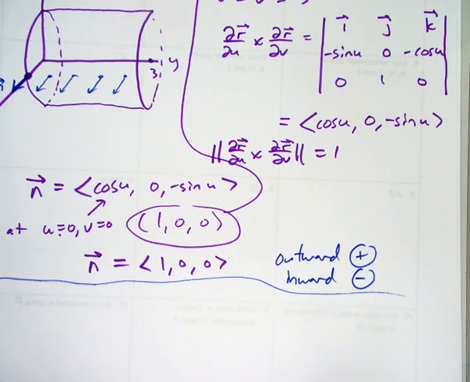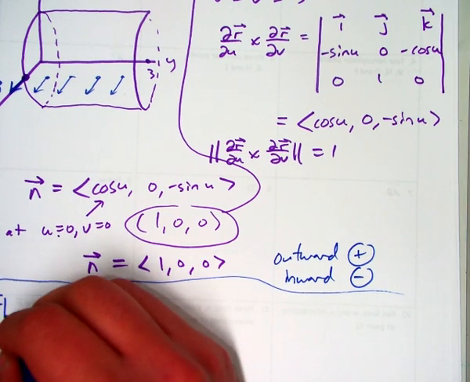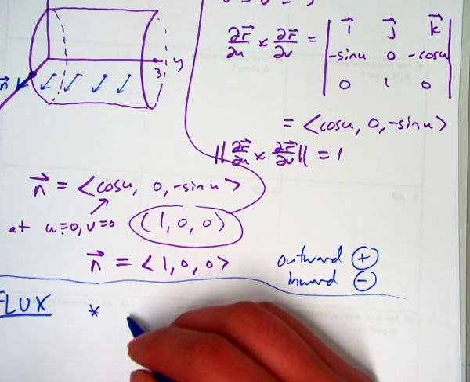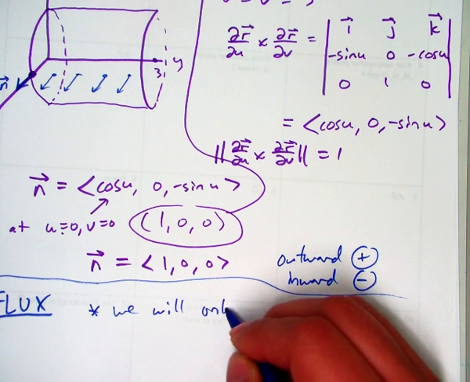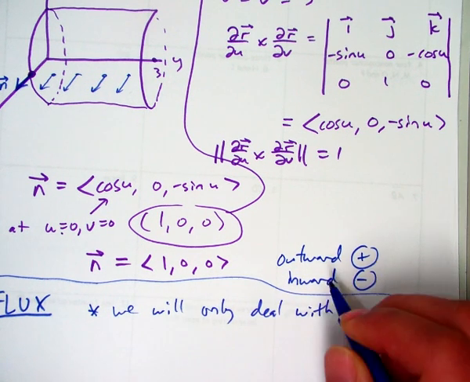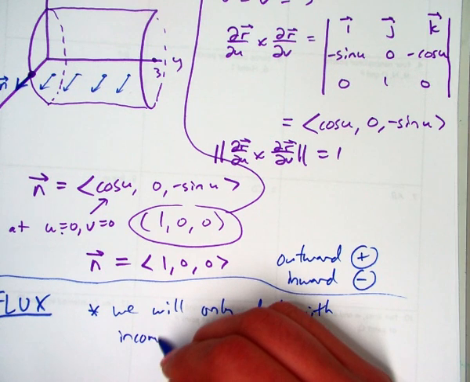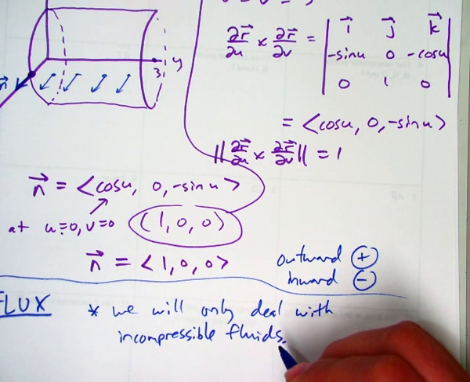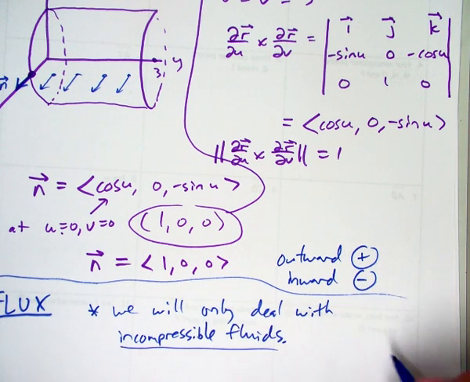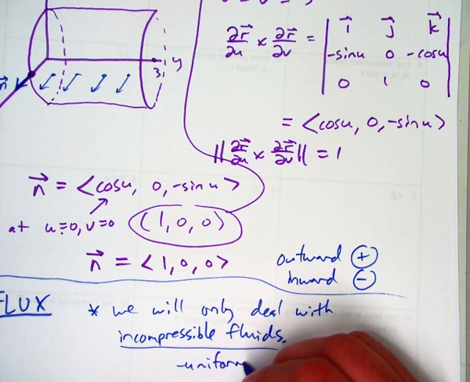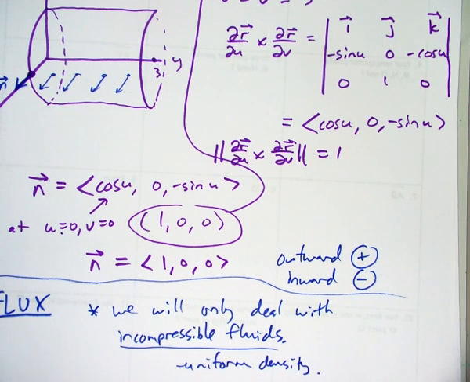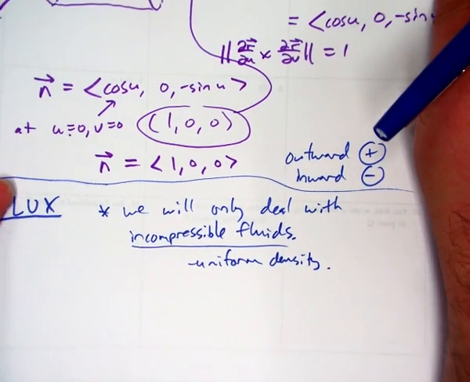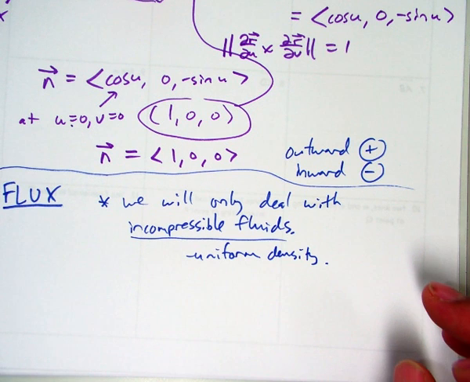So the last thing we'll talk about. Go ahead and define flux. Okay, but first, some conditions. We will only deal with incompressible fluids, uniform density, that's what that means. So we're not going to have any strange things going on here. Everything's going to be exactly what you would expect it to be.